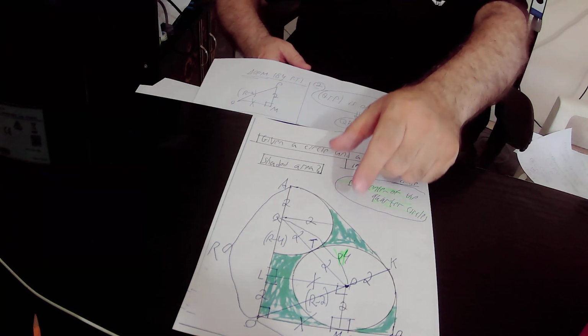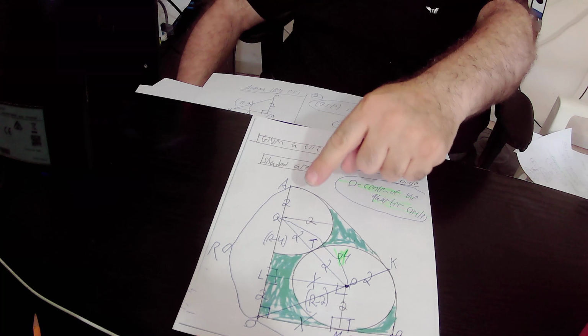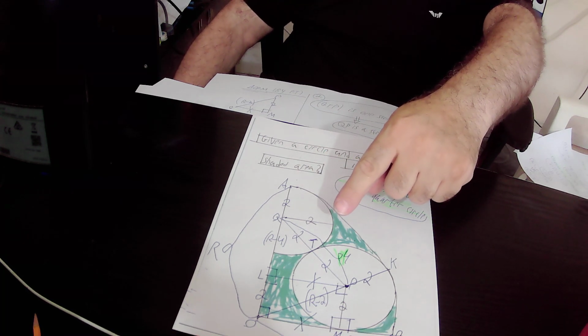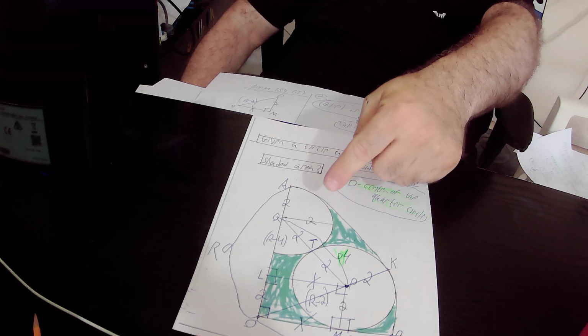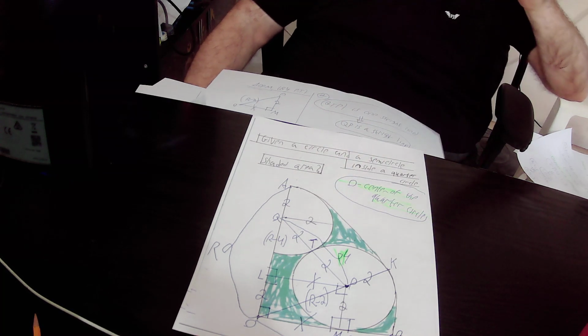So what is the length of QT? Q is the center of the semicircle. T is a point on the semicircle itself. This is exactly the definition of a radius. That is to say, QT is the radius of the semicircle, which is equal to 2 units.